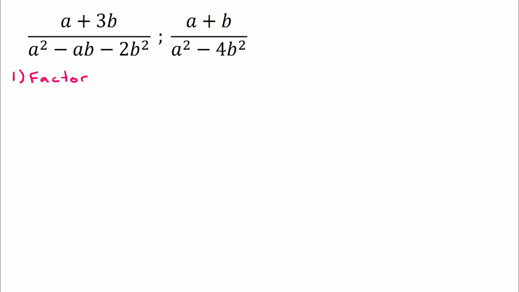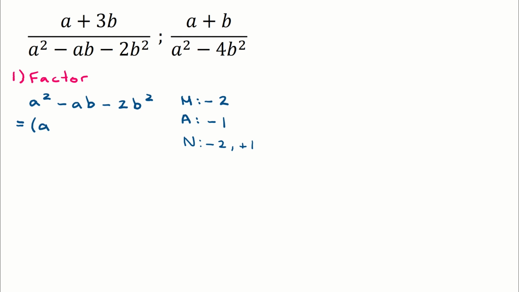So from our first fraction, we have a squared minus ab minus 2b squared. To factor this, since it's a simple trinomial, you're looking for two numbers that multiply to -2 and add to -1. So our numbers in this case will be -2 and +1. Putting that back in, we end up with (a minus 2b) multiplied by (a plus b).